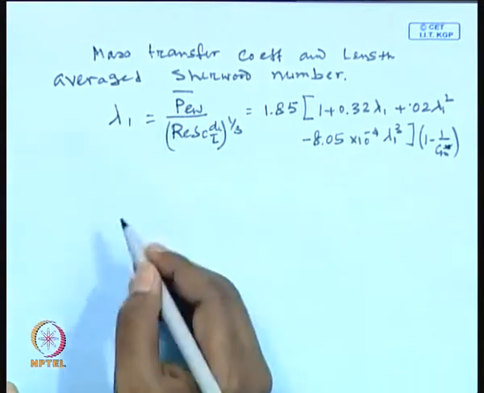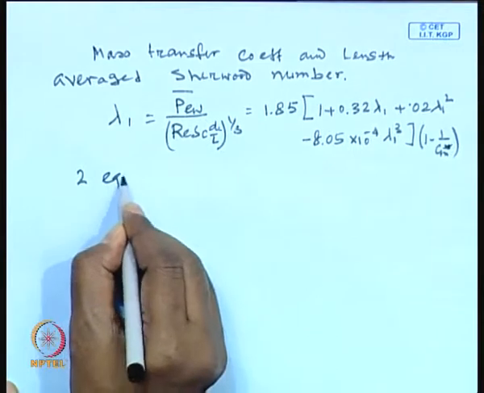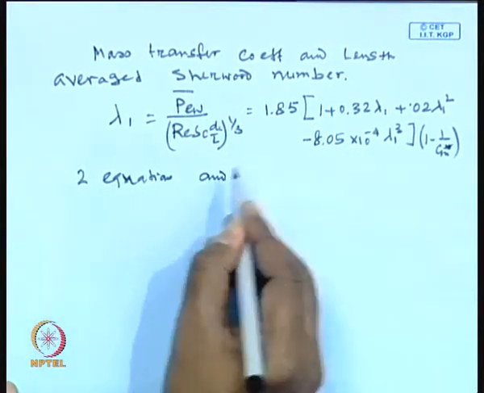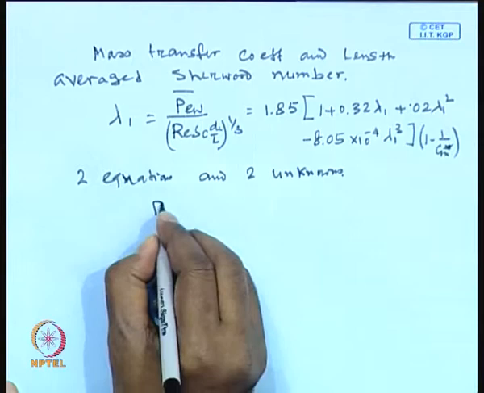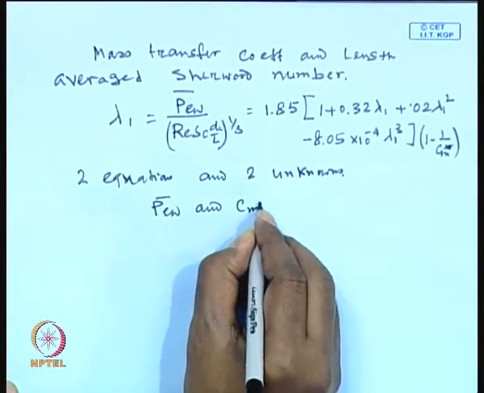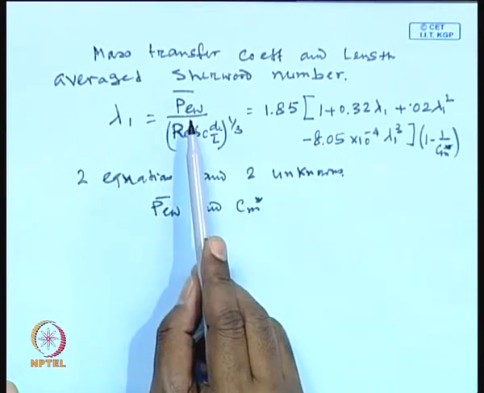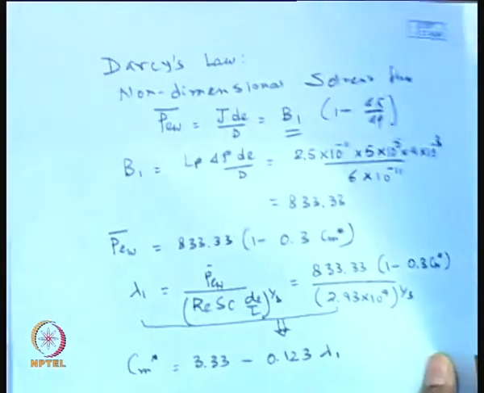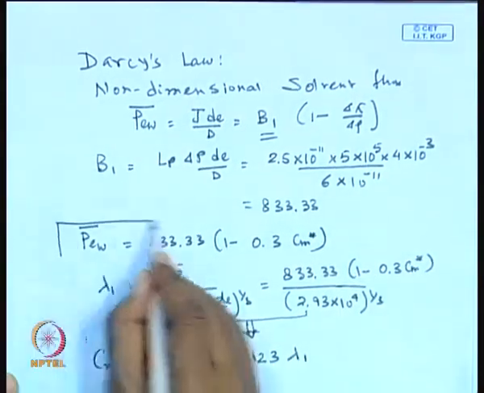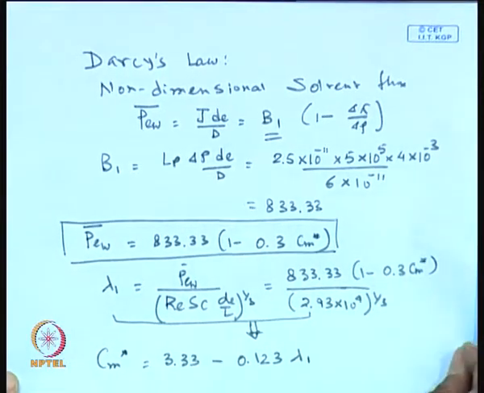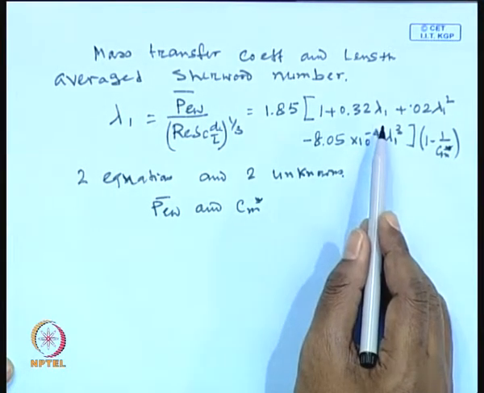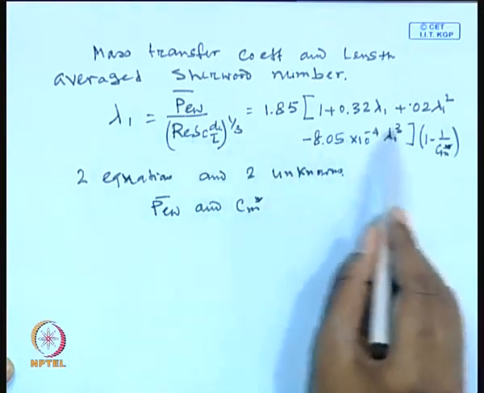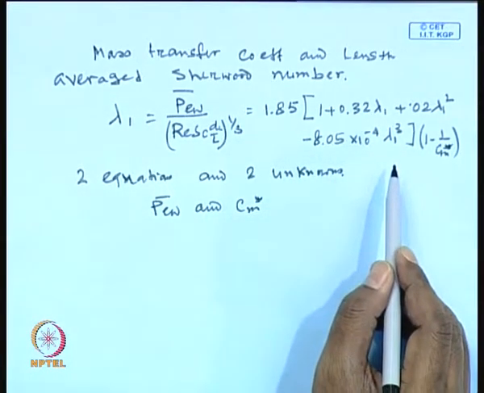Those two equations have to be solved for the two unknowns, which are Pw bar and Cm star. You had one equation that relates Pw bar and Cm star, that is this equation. The other equation is Pw bar and lambda 1, which we have already found; lambda 1 can be expressed in terms of Cm star, and we are going to substitute that here, which constitutes a new equation. So, we get a two equation, two unknown system, and these are algebraic equations. So, we are going to do that.